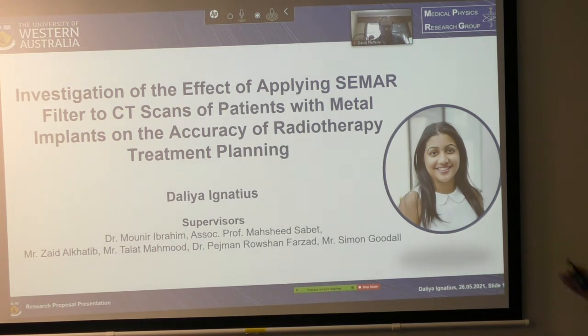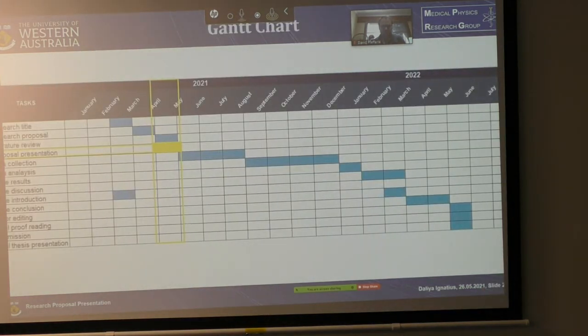So just to give a quick introduction, what I'll be doing in this project is basically analyzing CT images of patients with metal implants that are processed with and without SEMAR algorithm, which is a metal artifact reduction algorithm, and then looking at the dose calculation accuracy of those images. And here is a grand chart of my project, which is expected, fingers crossed, in a year from now. And highlighted is what I'm doing right now.